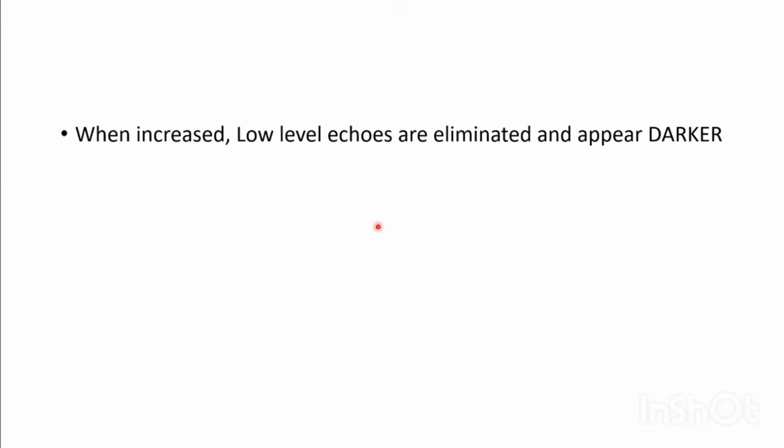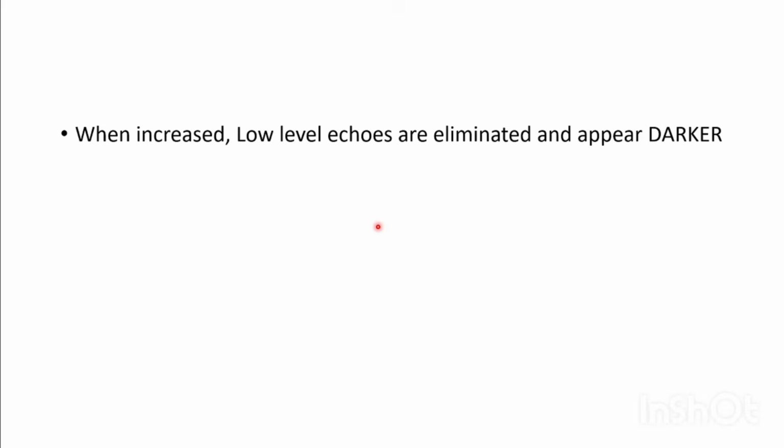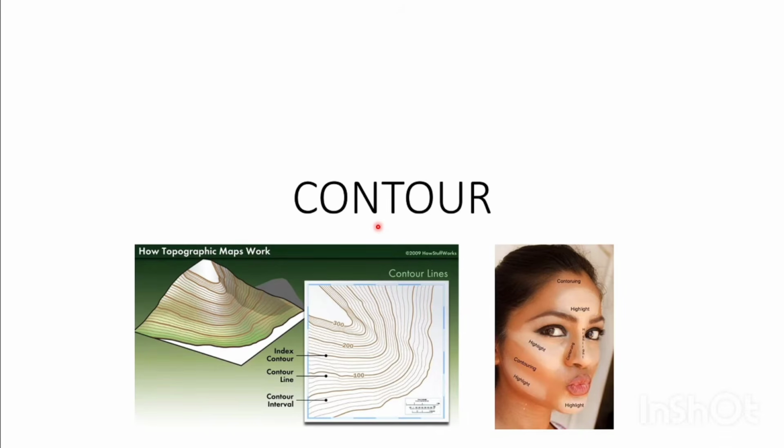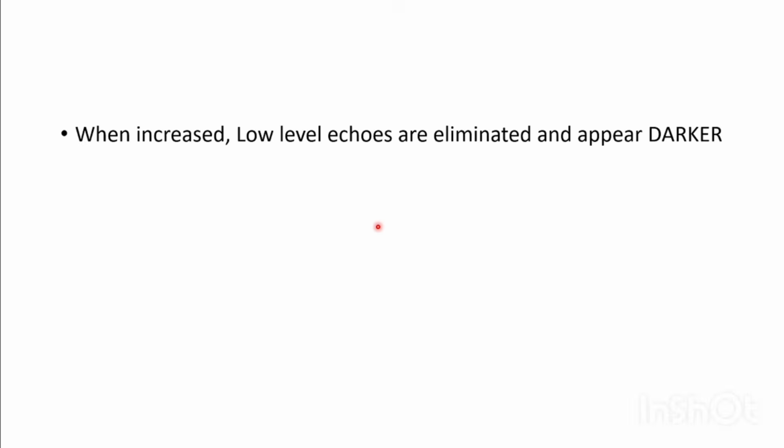Rejection is another setting in optimization. There will be many low velocity reflected frequencies that are reflected from unwanted areas when we perform an echo. So these low level echoes can be eliminated by rejection, and these areas will appear darker. That is what we call rejection. And if we see more noise, we can increase the rejection value, and therefore these noises will be eliminated. That is why we call it rejection.